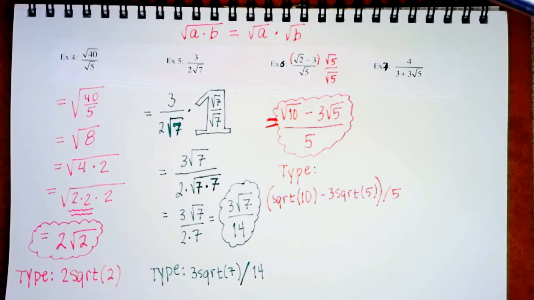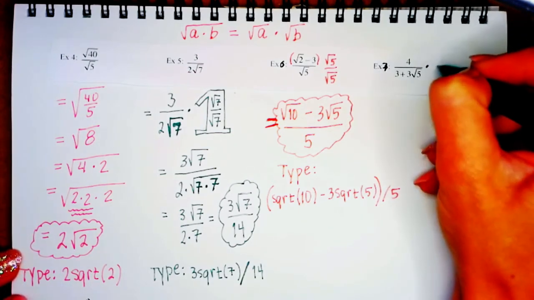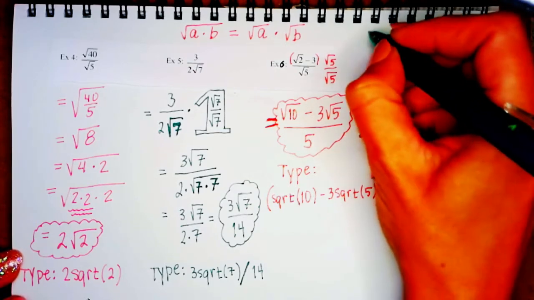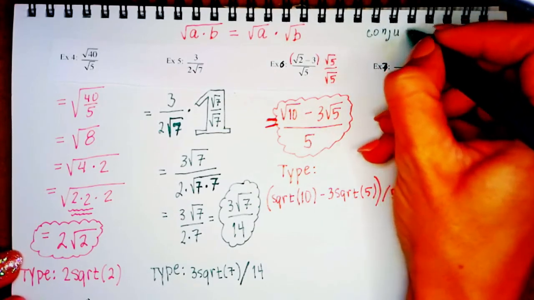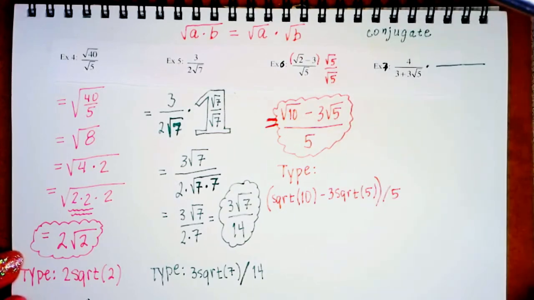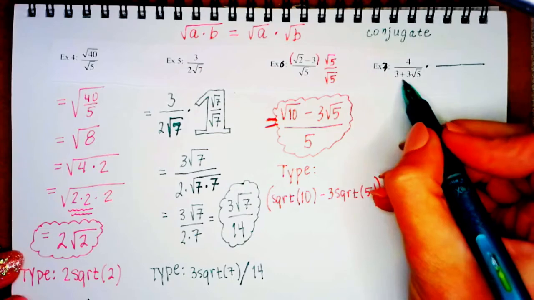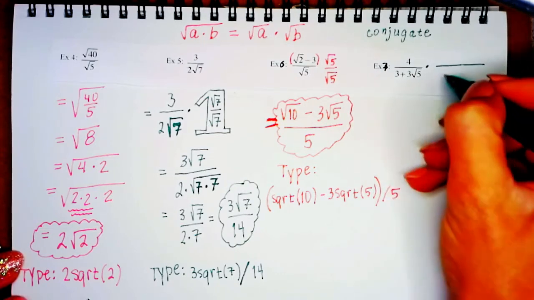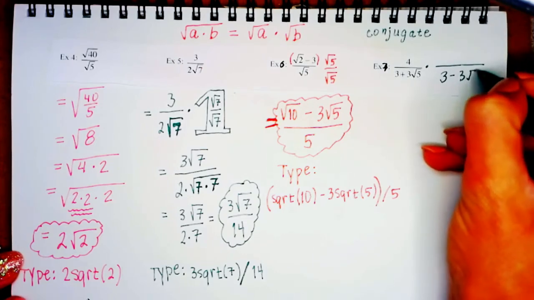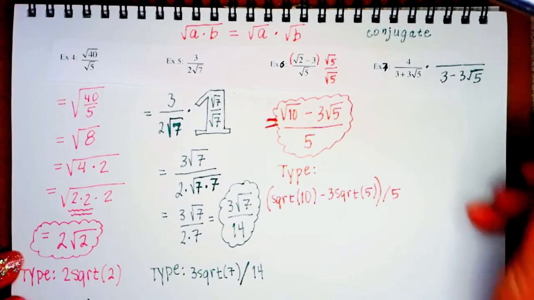It's a word you may have heard quite a few times. It starts with the letter C, and it's got 3 syllables. Does anybody remember that? The word I'm looking for is conjugate. Think about your foreign language class. When you conjugate your verbs, you keep the beginning and you change the ending. So the conjugate will be 3 minus 3 square root of 5.